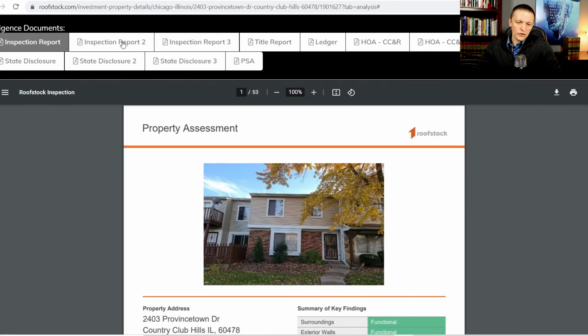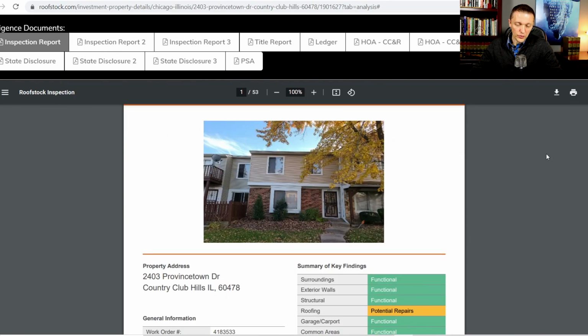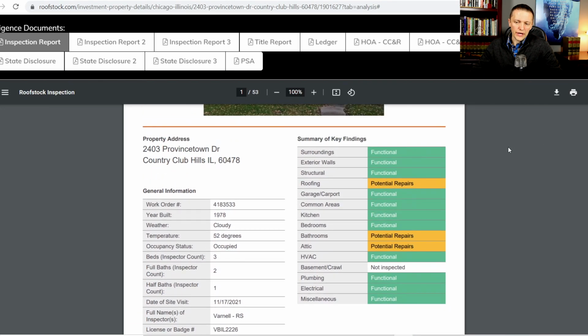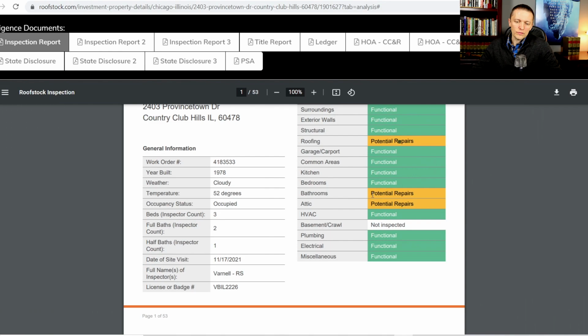And we have quite a few pages of inspection documents here. And so let's just scroll through it a little bit and see what information we can learn from that. So here we have a summary page which shows us that there are some potential repairs that may need to be made. There's some issues with the roof, it looks like, bathrooms, some issues there, and there are some potential repairs needed in the attic as well.